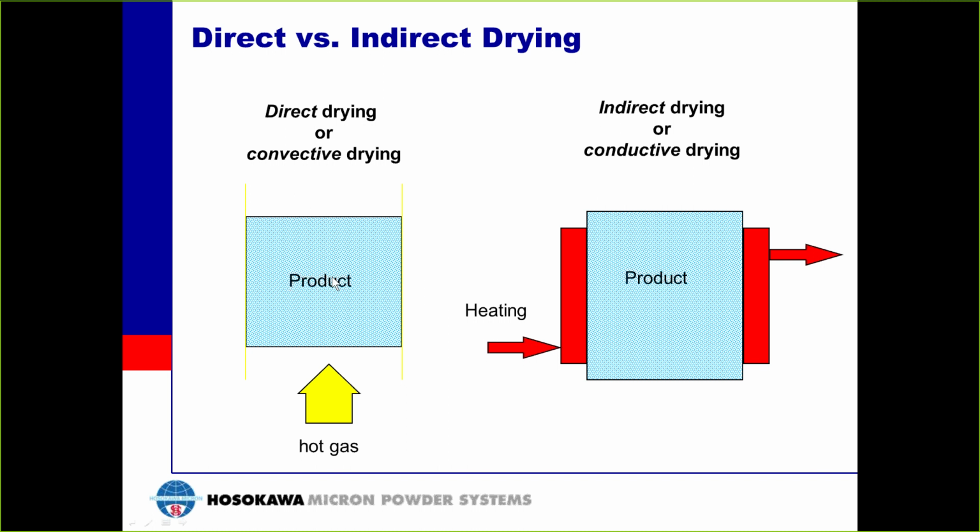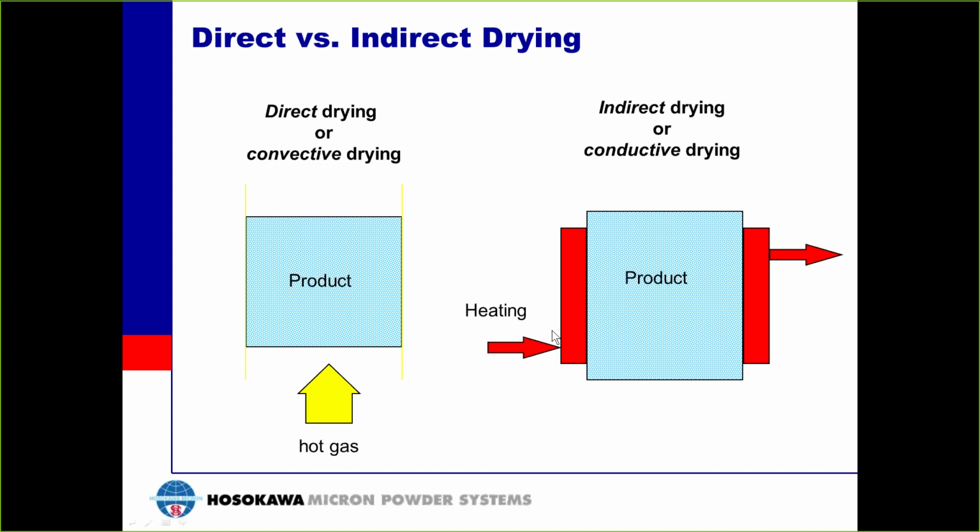For direct drying, which we also call convective drying, you're going to have your product and you're going to add the heating media directly into it. In this case, and most often, this is hot gas. So you have hot gas coming in. It's going to be in direct contact with your product, intermingling in there. You're going to get really good contact and really good transfer of the energy from this hot gas into this product.